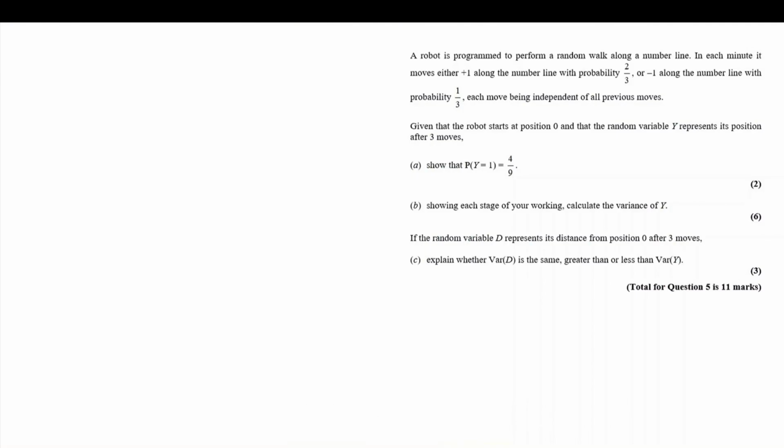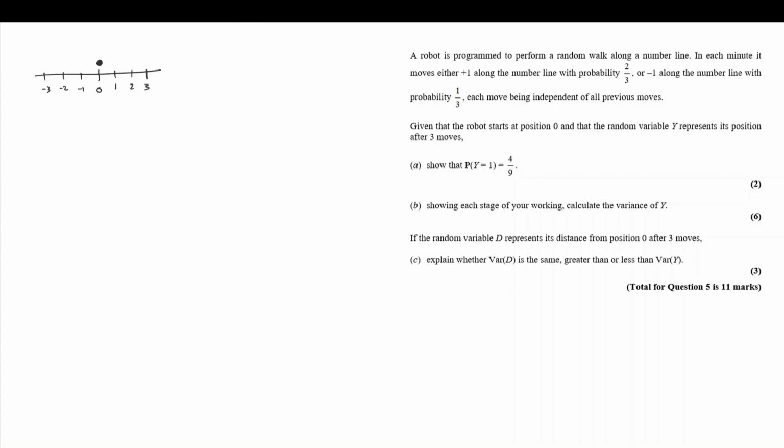Okay, so let's get a diagram. Okay, so here's a diagram and the robot starting here at 0. As I keep on reading, we're told that the random variable y represents the robot's position after 3 moves. So it can do a maximum of 3 moves to the right, a maximum of 3 moves to the left, or some sort of combination where it will land somewhere in between -3 and 3. So this is my visual to keep track of what's happening.